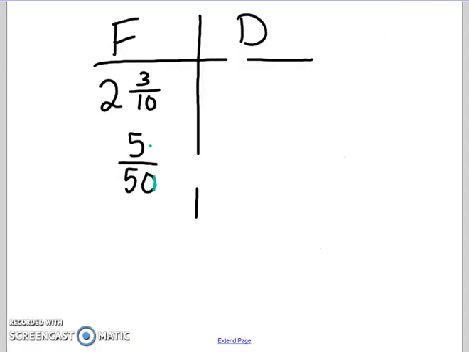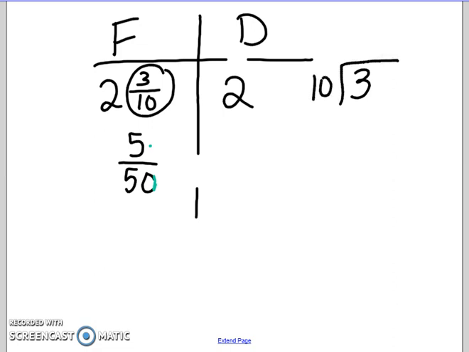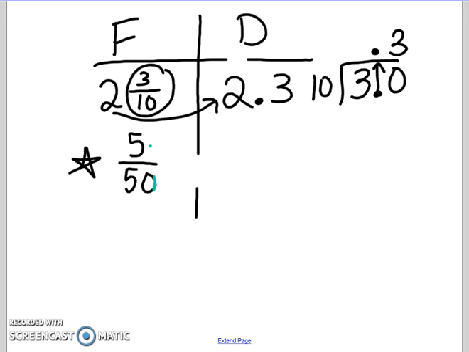Let's go to fractions to decimals. So we have 2 and 3/10. We know the decimal is going to be 2. And we know that this 3/10 has to be turned into a decimal. Okay? We take the numerator and divide it by the denominator. How many times does 10 go into 3? It doesn't, so we have to add a decimal and a 0. How many times does 10 go into 30? 3 times. We bring our decimal up. So we've got 2 wholes and 3/10. Go ahead and pause the video and see if you can figure out the second one.